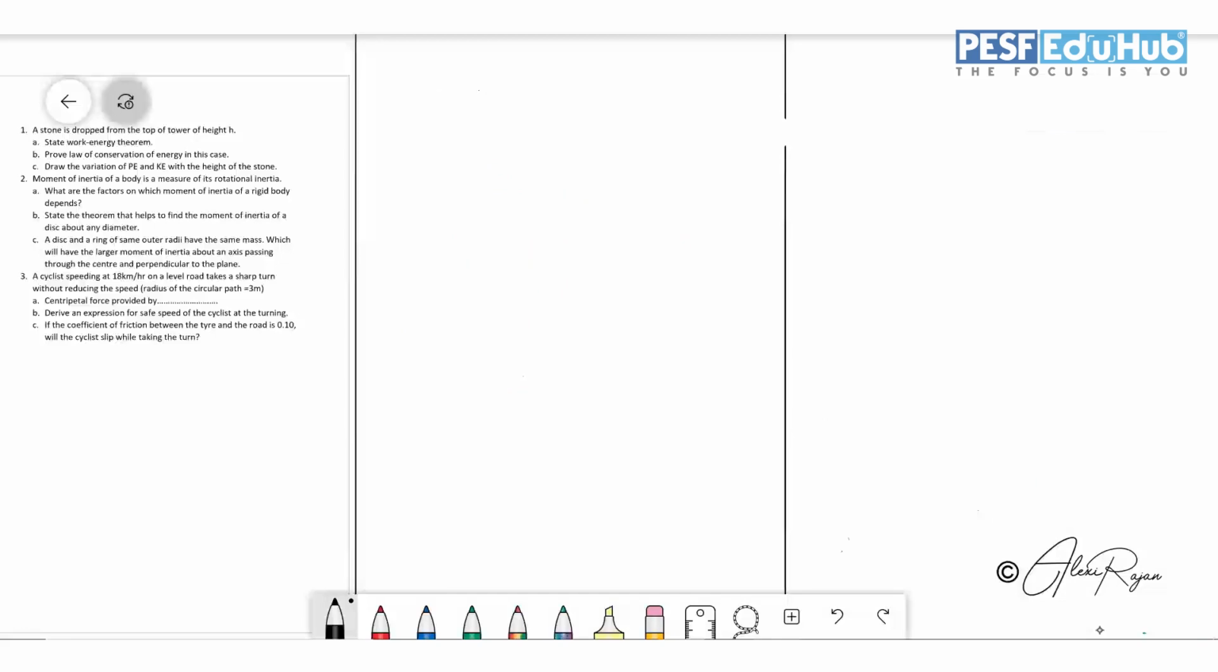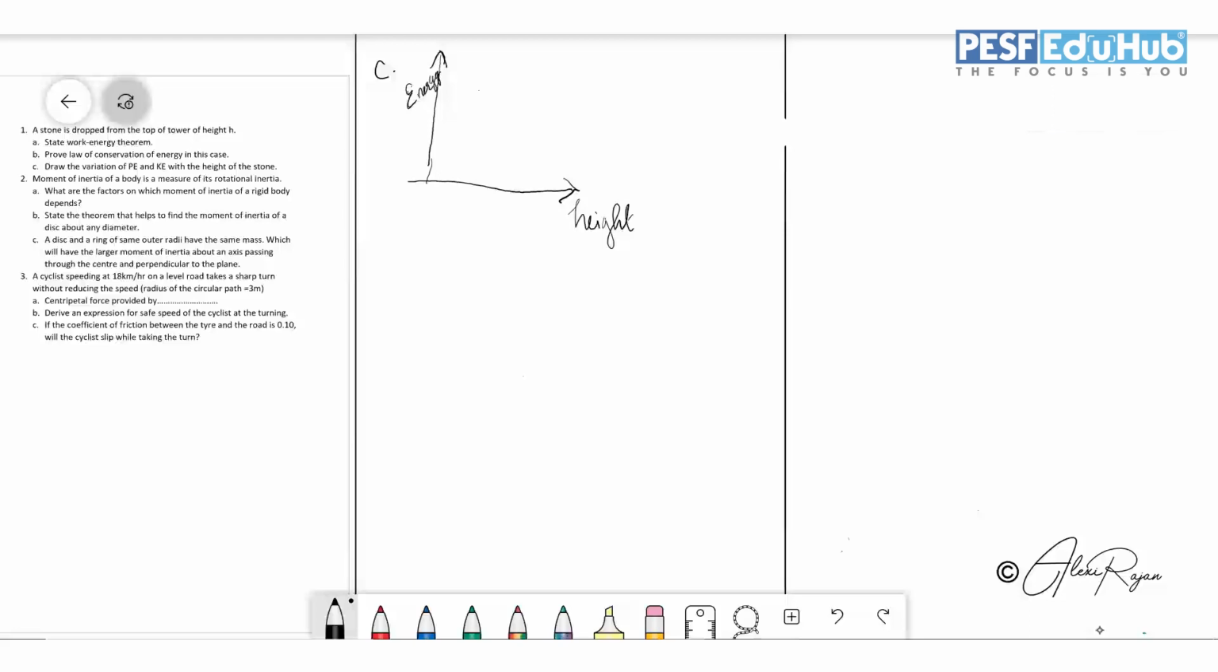Now the third sub question, that is draw the variation of potential energy and kinetic energy with height. So you are going to just draw the variation of potential energy and kinetic energy with height, means you are plotting a graph. Okay, that is energy, and this is height. This is the case there, right?